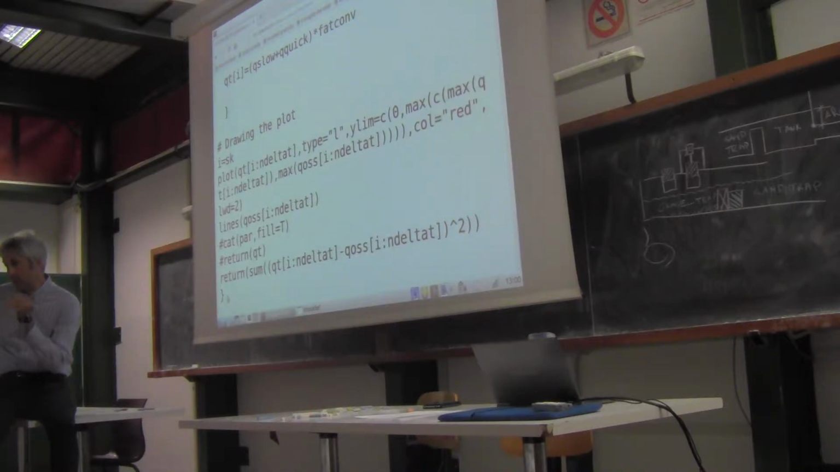which means that you run a function in R which allows you to find this optimum.